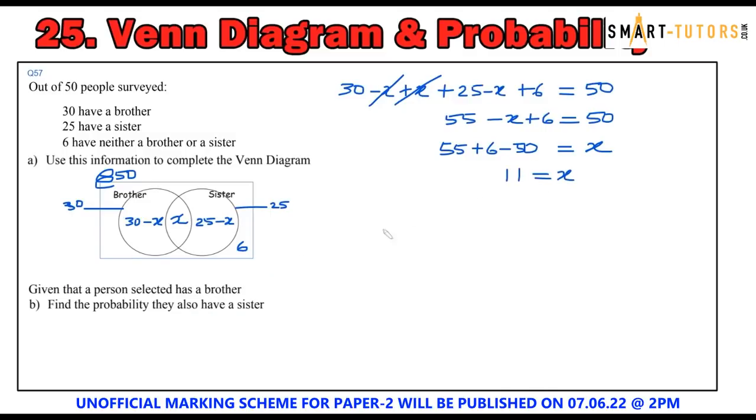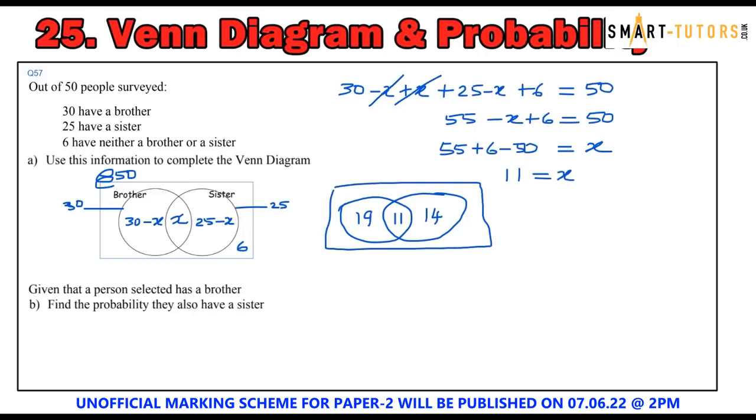So if you draw the diagram again, 11 people are going to be in the middle. 30 minus 11 is 19, and 25 take away 11 is 14, and outside of the circle it's going to be 6, right? And that is the completed Venn diagram.